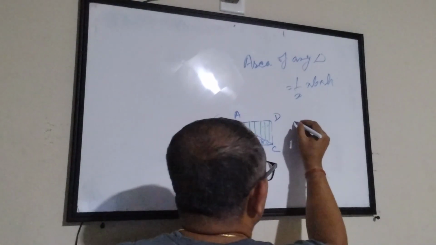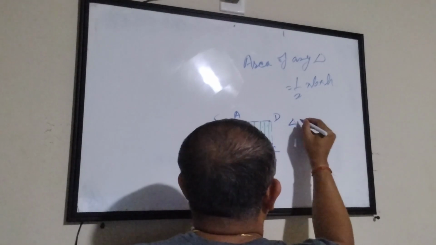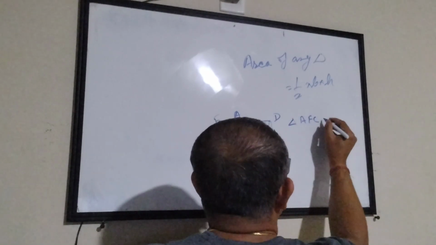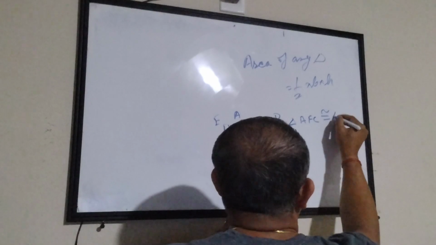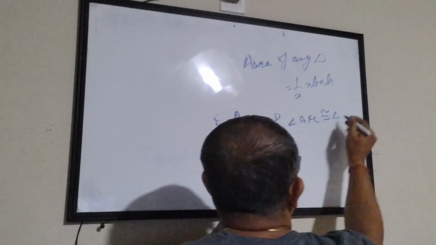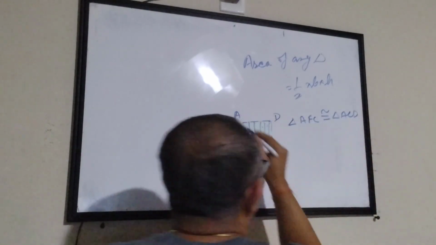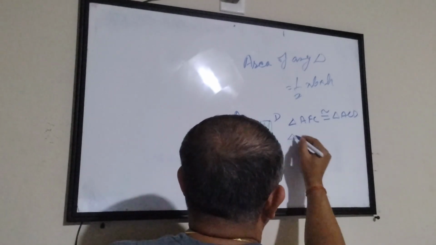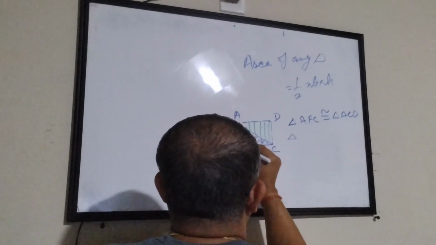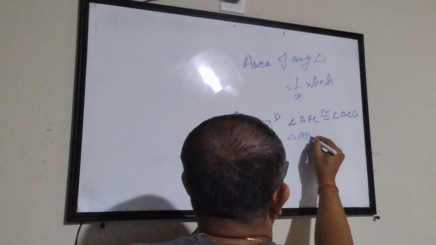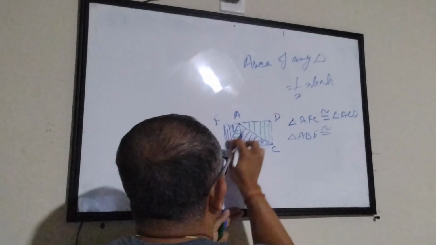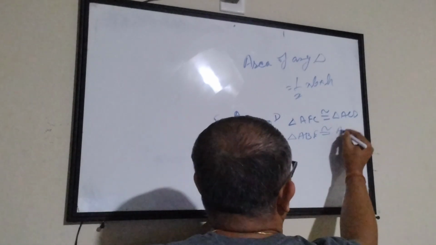Meaning if I put that mathematically, I will say triangle AFC is congruent with triangle ACD. The green one is with the blue one. And then same way triangle ABF is congruent with triangle this one. So that is ABE.